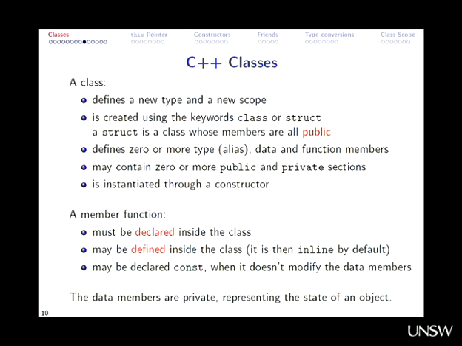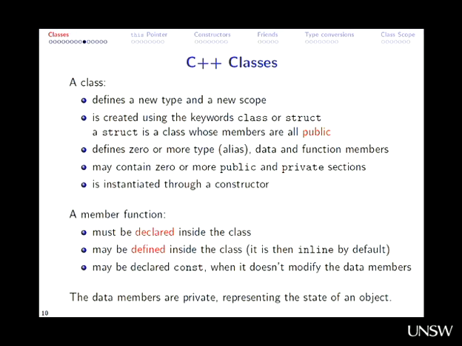So when we talk about a class, it defines a new type. Okay, a class is a type. It also defines a new scope. Okay, a class has a class scope. So the things that go inside that class are within a class scope. It's created using the keywords class or struct. Okay, so a struct and a class are essentially the same thing, but there are some minor differences. One of the key differences between a class and a struct is that in a struct the members are all public.